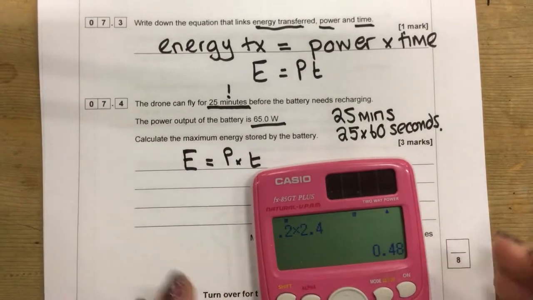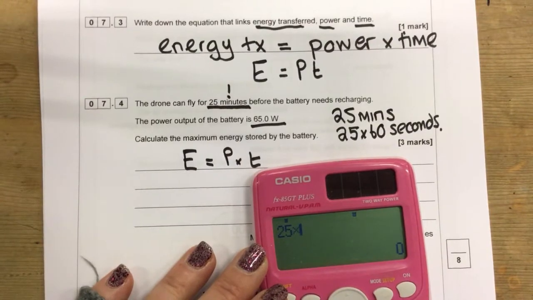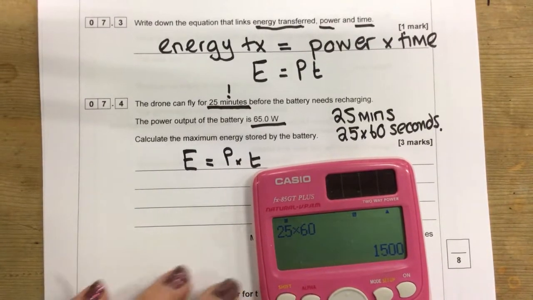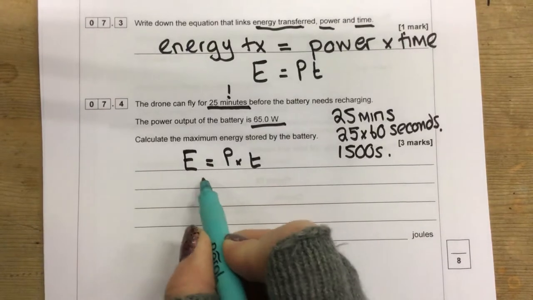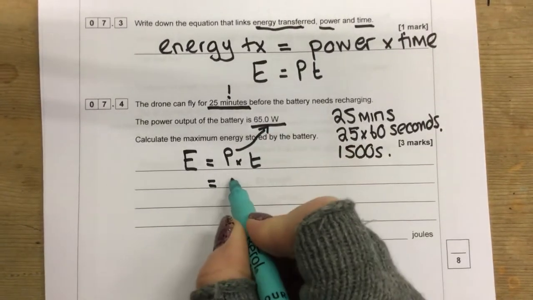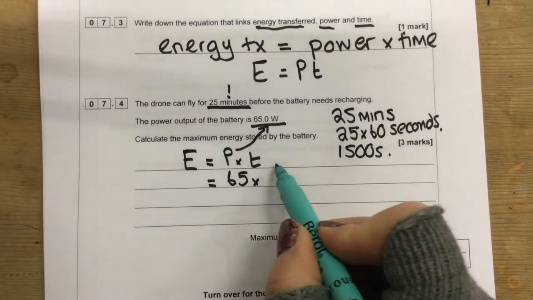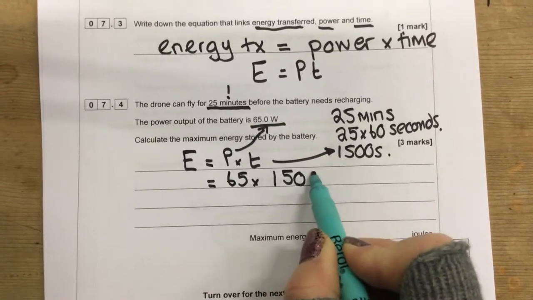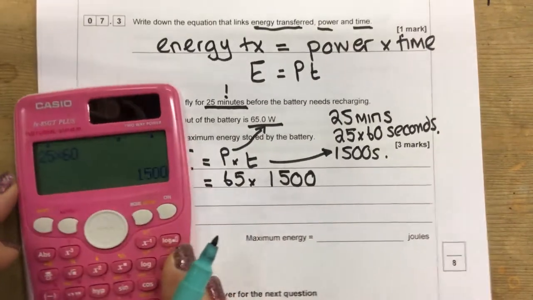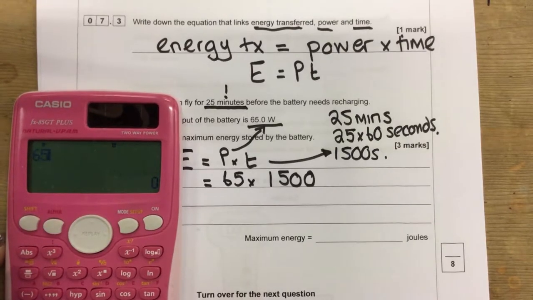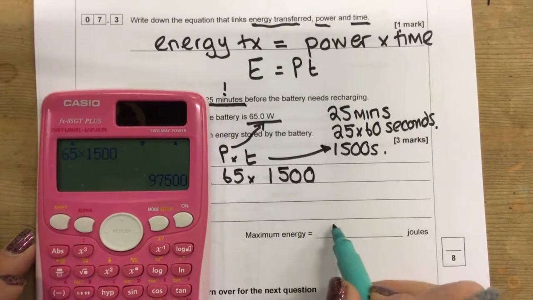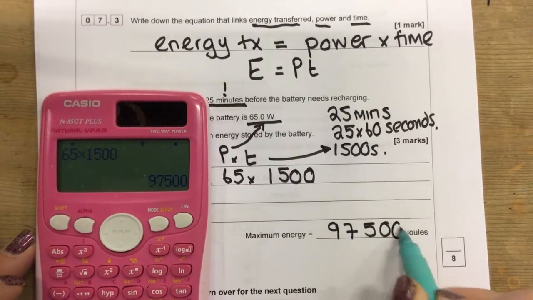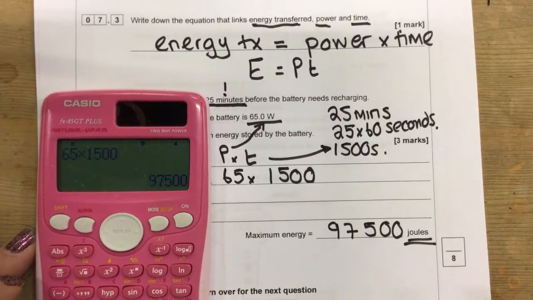Let's not leave it to chance. We'll use the old calculator. 25 times 60 is 1,500 seconds. So back to our equation. Power, 65 watts, times time in seconds, 1500. Again, we'll use the calculator, 65 times 1500 equals 97500. And again, they've given us the units. They will not always do this, make sure you know them. Sometimes you get a mark for getting the units right.